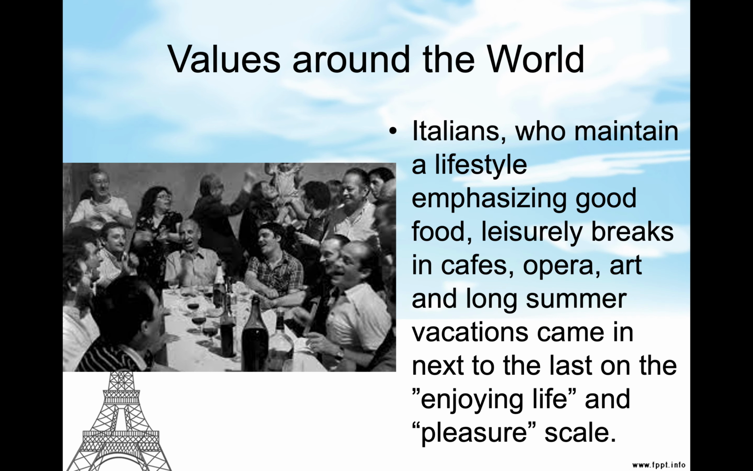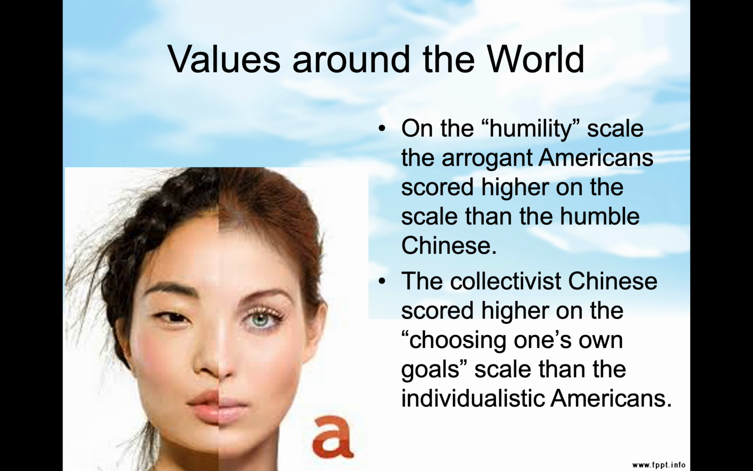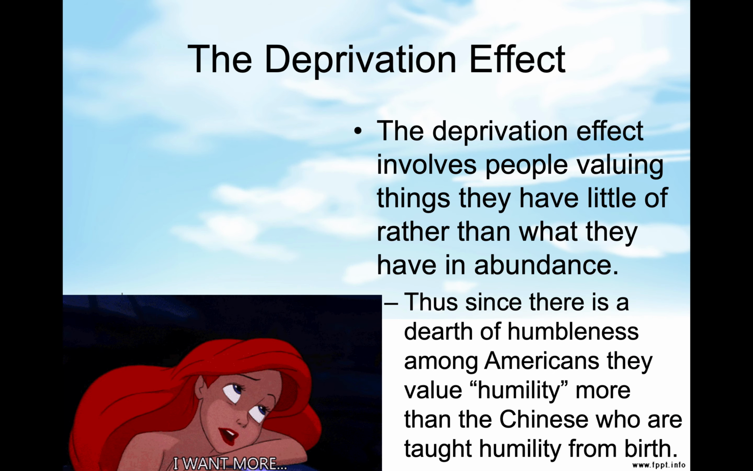The Italians, who have it in spades, instead of focusing on it, it's something that's very common. For that reason, of course, they scored lower because it wasn't that important to them, even though they enjoyed life a lot more than most people do, and enjoying pleasure more than anybody else. So this is known as the deprivation effect.